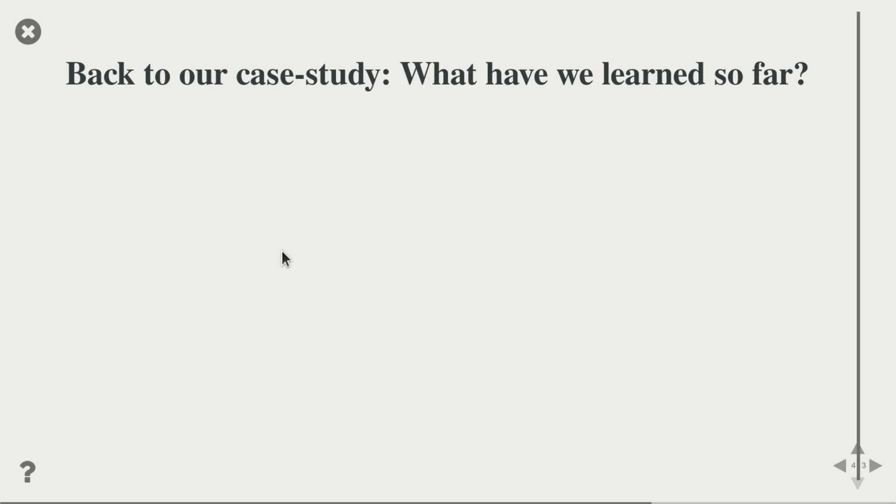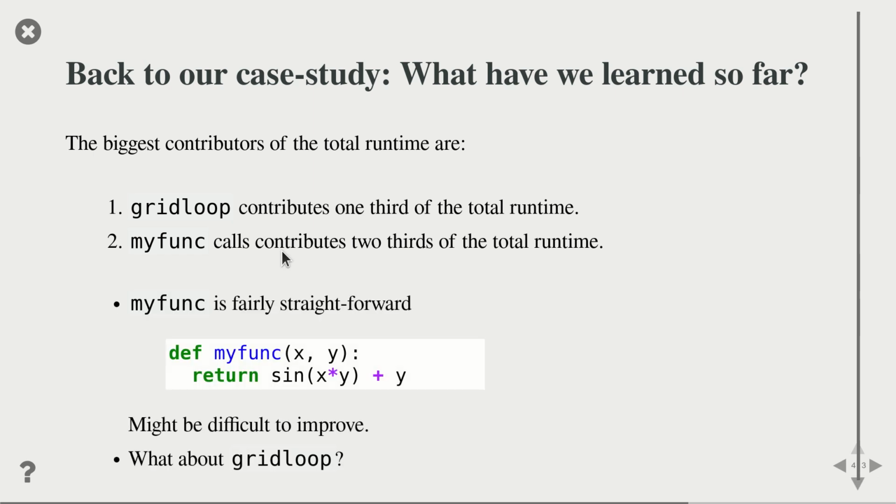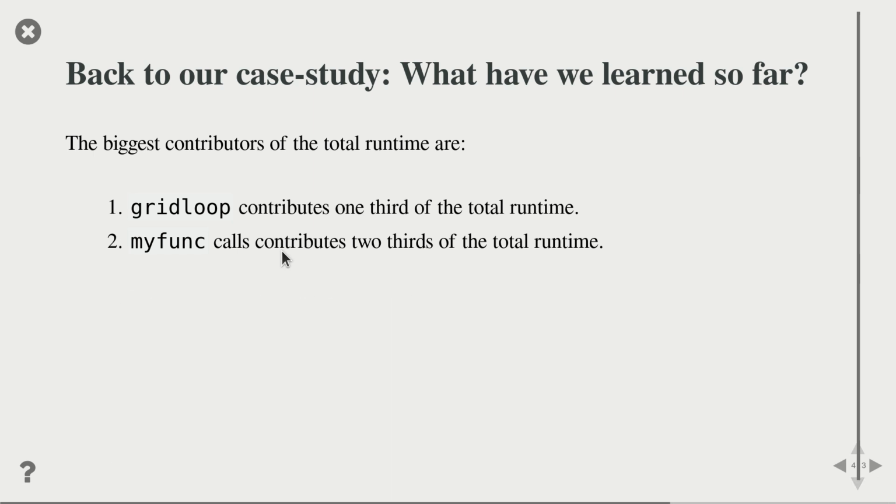All right. So back to our profiling. So what have we learned so far? The biggest contributors to the total runtime was the grid loop function. It roughly contributes to 1/3 of the total runtime. And my function, which contributes roughly 2/3 of the total runtime. So now we've identified the slow components of our code. And now we can talk about how can we optimize that.